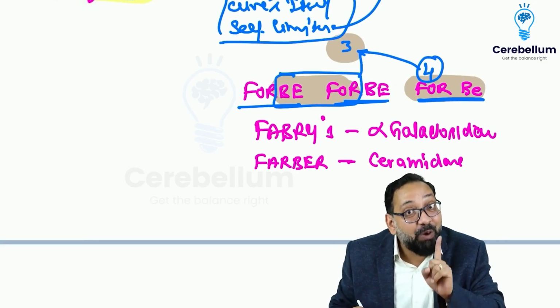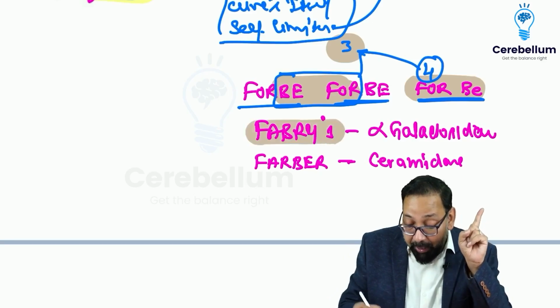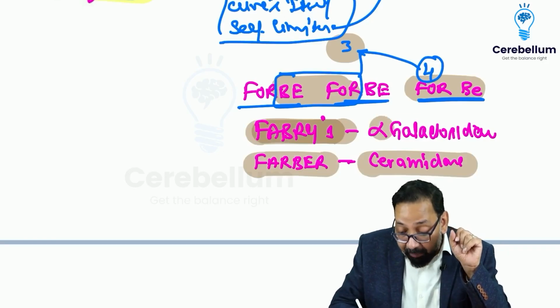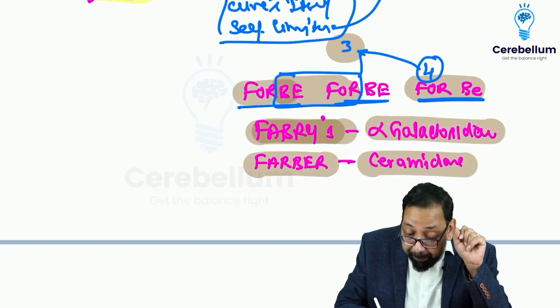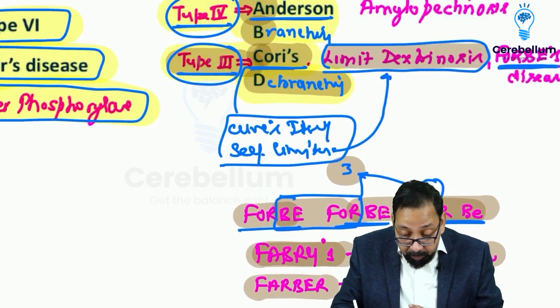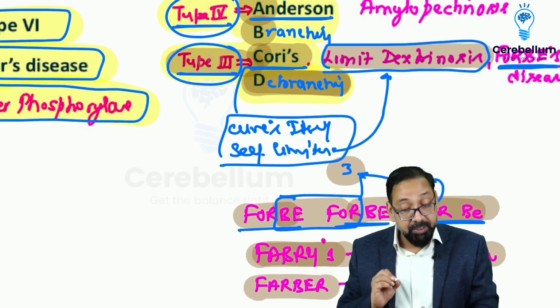Again, I am repeating why it is important. When questions are asked, they usually confuse between Farber and Fabry. In Farber disease, ceramidase is deficient. In Fabry's disease, alpha-galactosidase is deficient. 4B's disease, another name of Cori's disease or limit dextrinosis, abnormal glycogen is accumulated and debranching enzyme is deficient.